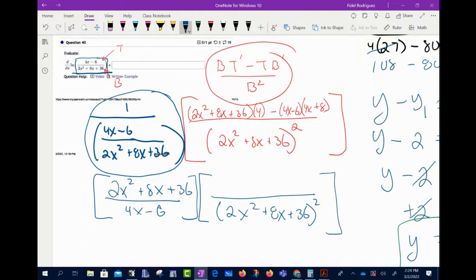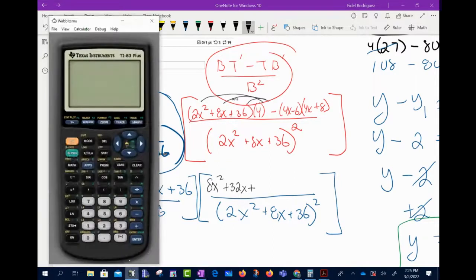Okay, upstairs, up here. If I multiply the 4, isn't that an 8x squared? And 4 times 8 is 32. And 4 times 36.